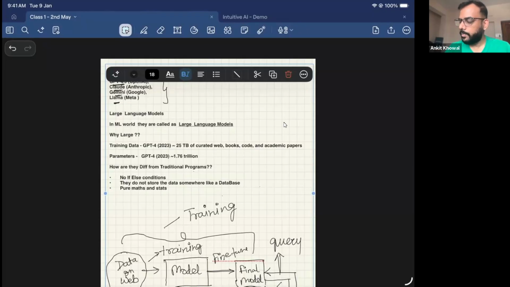It's based on pure mathematics and statistics. We'll deep dive into how it is pure maths and statistics, but I just wanted to give a high level overview that it's not if-else, or a database lookup, or the traditional programming that we do.